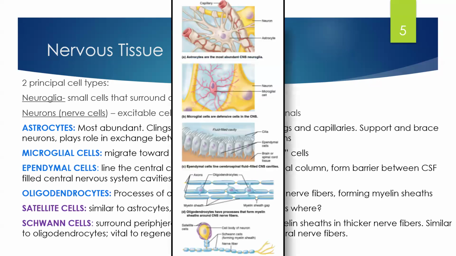And let's see, I have a picture of a few of them here. So this first one is the astrocytes, the one at the very top up here. Again, for lab you need to identify them by sight. But for the lecture, you're going to want to know the function of each of these and then if they're CNS or PNS. This specific image is from your textbook, chapter 11.